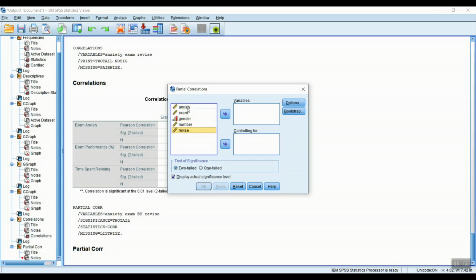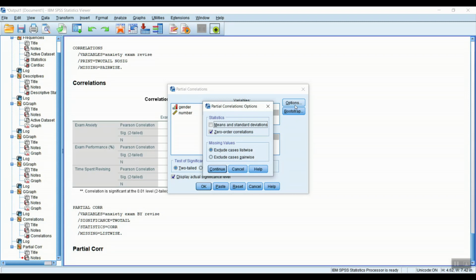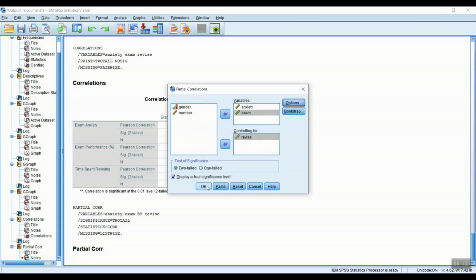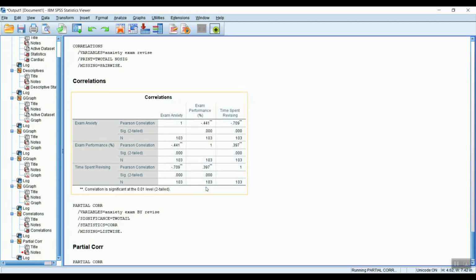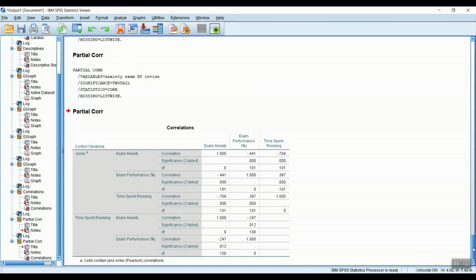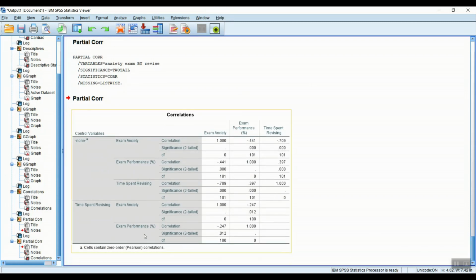So the variables that you want to look at are anxiety and exam performance. And I want to control for the amount of time spent revising. I want to look at the options this time, because it's important to click on the zero order correlations. We'll see why. I'm also clicking on exclude cases listwise, which I've talked about before, so I won't go into that again. Let's click on OK and see what happens. So now we get a table that looks like this.